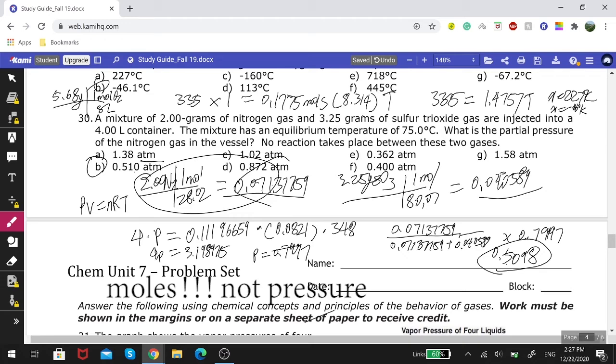In Dalton's law of partial pressure, it is the pressure of what you're looking for, in this case N2, divided by the total amount of pressure, which is N2 plus SO3, which gives us 0.1196259, and then we multiply it depending on the grams, liters, and temperature to get our final answer of the partial pressure.